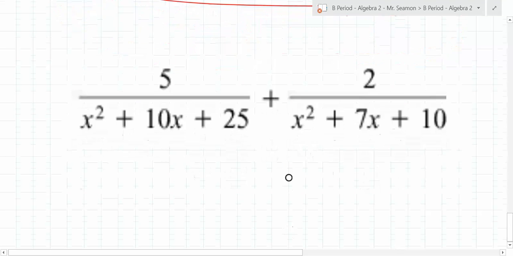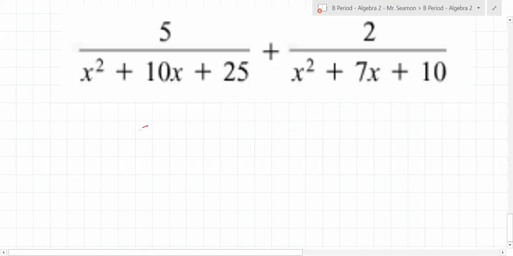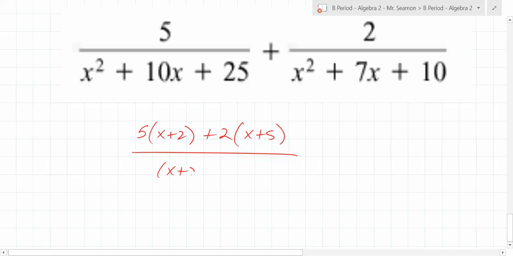So what'd you get? 5 times x plus 2. Okay. Plus 2 x plus 5 in parentheses. Okay, over x plus 2 parentheses times 5, or x plus 5. Yep. And x plus 5 or x plus 3. You got like that? Yeah. Who agrees with that answer right there? Woo, you have some friends there.